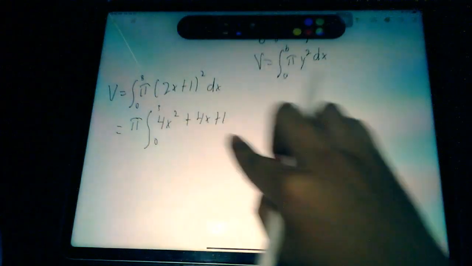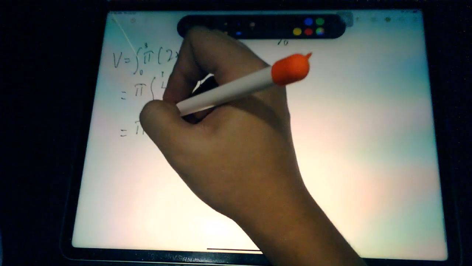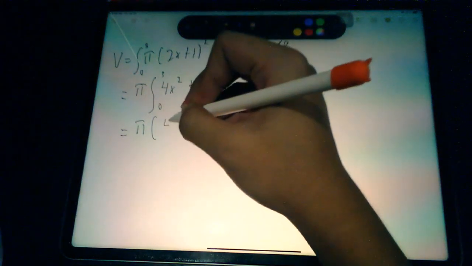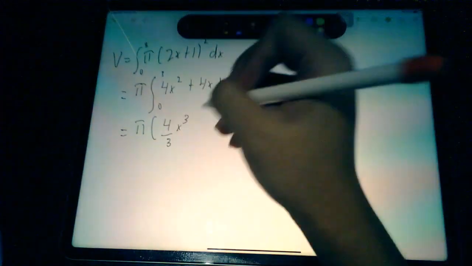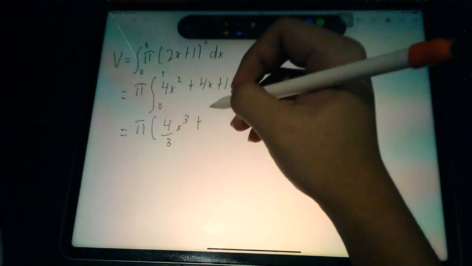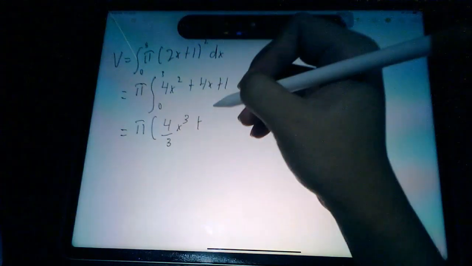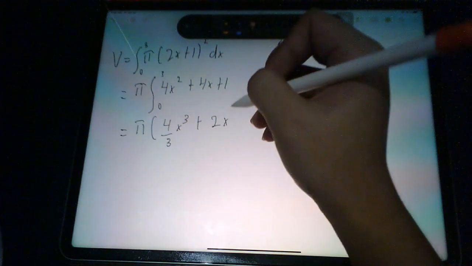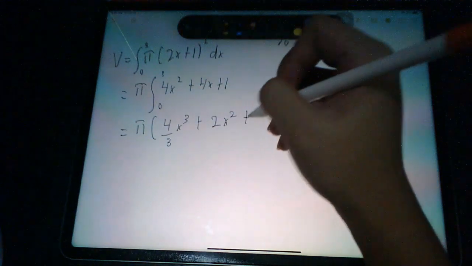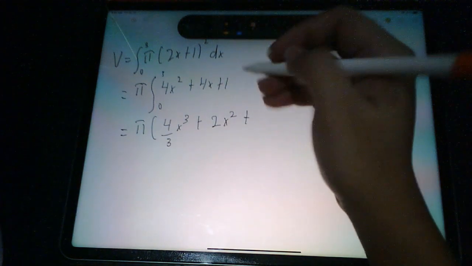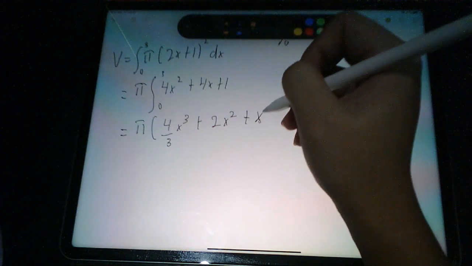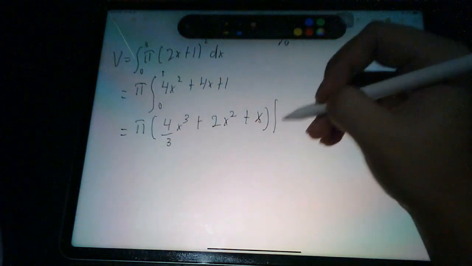Now we are ready to integrate this. So this is just equal to pi times the integral of this: 4x squared is 4/3 x cubed, plus 4x times x squared over 2. 4 and 2 will cancel out, so we get 2x squared, plus 1 is x, from limits 0 to 3.